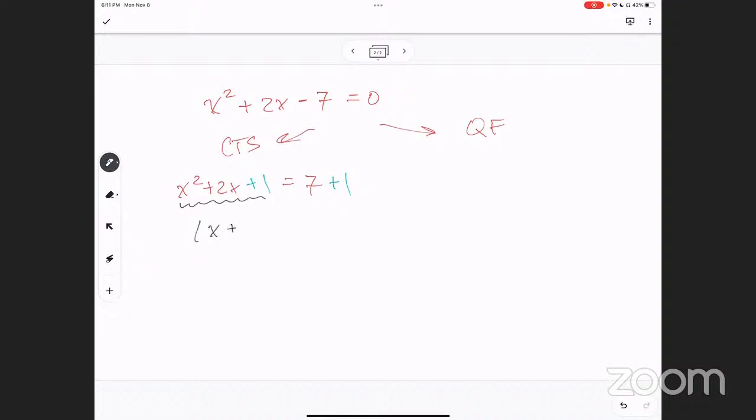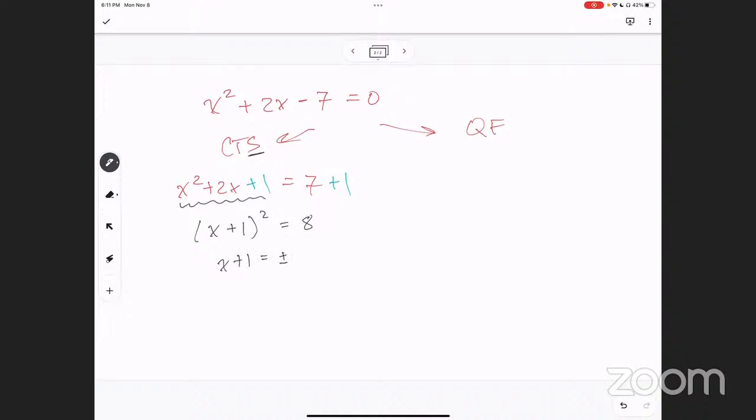x plus 1 squared. Perfect. That's why it's called completing the square. And what's on the other side? 8. Good. And now what? You square root both. Good. So x plus 1 equals the square root of 8.